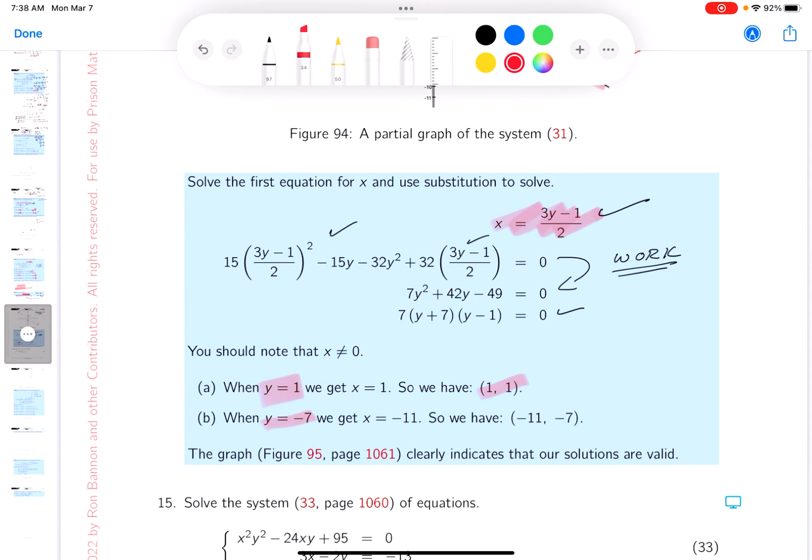What's the other one? Minus 7. That's more difficult. I'll write it down for you. What do you get? Minus 22 over 2. What's that give you? Minus 11. Things are working out like a charm.